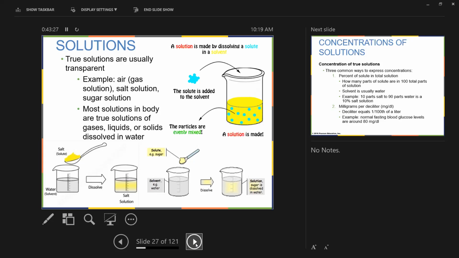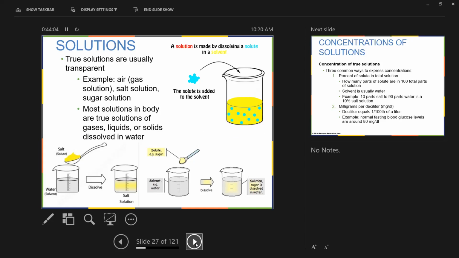The thing is that with a solution, because it's not a chemical change, you can separate out the solutes. If you have a 10% salt solution, you can run it through a filter and filter out all the salt. If you have a 10% sugar solution, you can run it through a filter and filter out all the sugar, or you can take your beaker of salt water and set it aside and let the water evaporate.